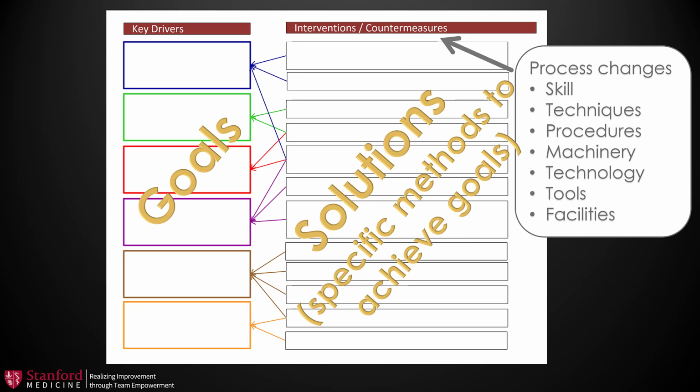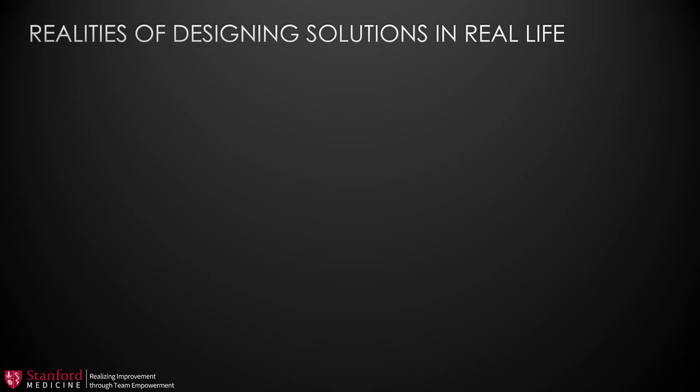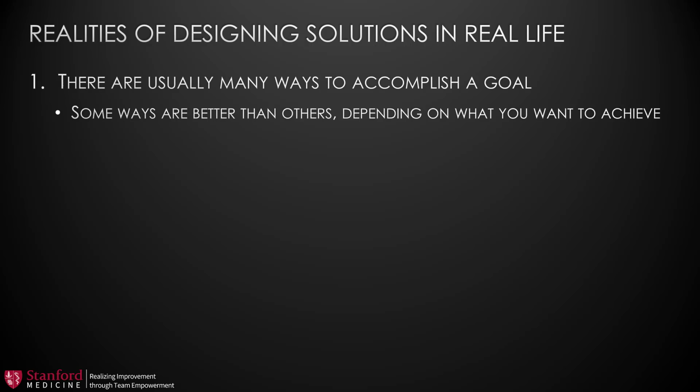Since the only way we can improve our results is by improving our processes, then our interventions usually are changes to those processes, be they changes in skill, techniques, procedures, machinery, or technology or other tools, or facility layout and design. This combination of changes represents our new process design. Okay, so now it's time to talk about how we go about redesigning a process. As we do, we need to recognize some important realities of designing solutions in real life. First, it's important to recognize that there are usually many ways to accomplish a goal, and some ways often are better than others, depending on what exactly you're hoping to achieve.